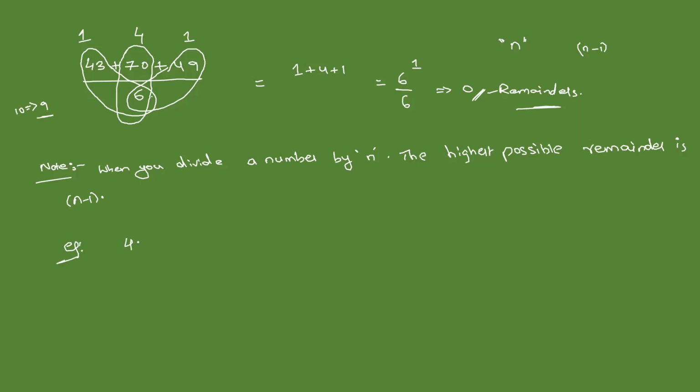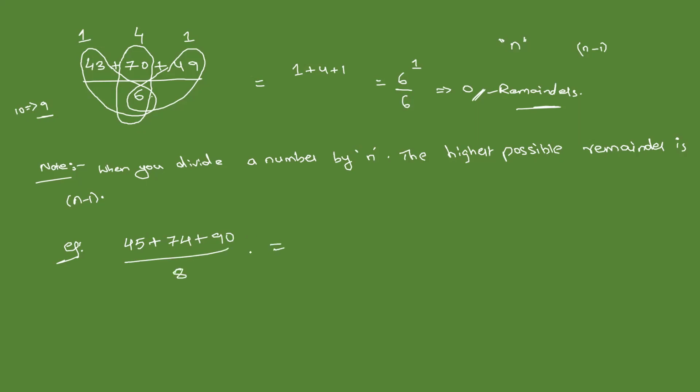I will give you one more example for timing. I will write 45 plus 74 plus 90, divided by 8.